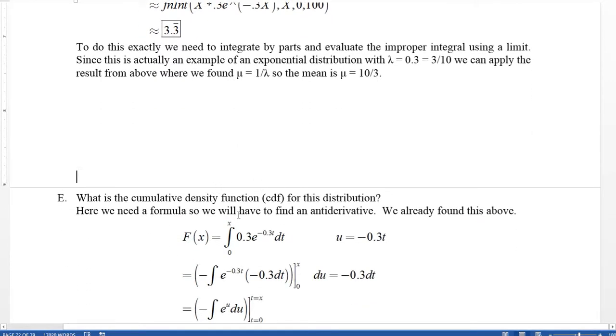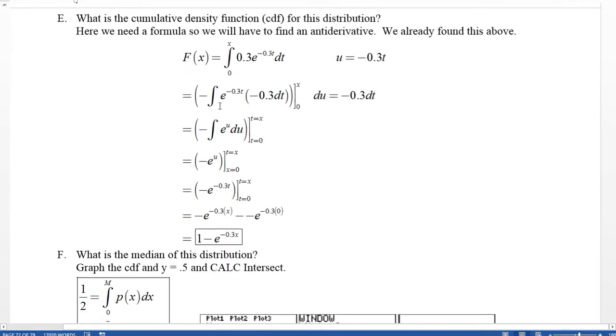What's the CDF? Again, we can work this out. Here's the antiderivative, but evaluating it from 0 to x. And we get e to the 0 is 1, so this is 1 here. And then we get minus e to the negative 0.3x.